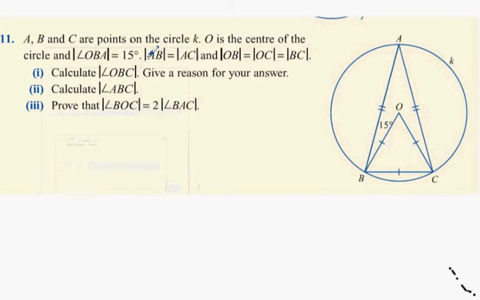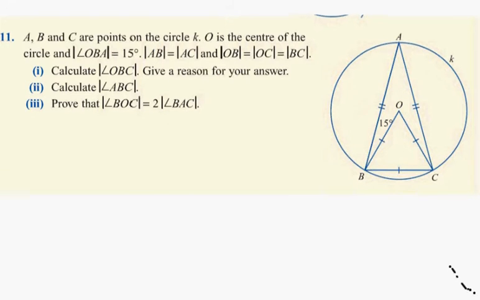Okay, A, B and C are points on a circle K. O is the centre of the circle and OBA is 15 degrees. AB equals AC, OB equals OC equals BC. Calculate OBC and give a reason for your answer.